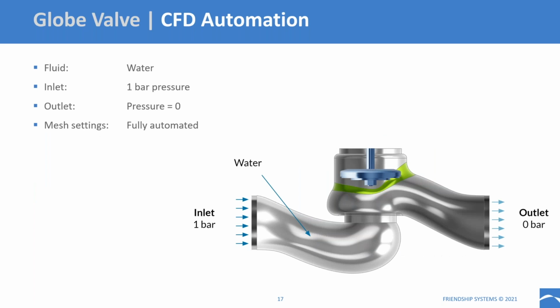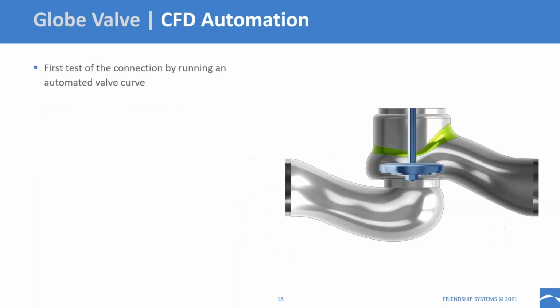For the CFD setup, just very briefly, we have water as a fluid. We have a 1 bar pressure drop defined across the valve between inlet and outlet. And we're using simply fully automated mesh settings, just a relatively basic setup, nothing fancy.